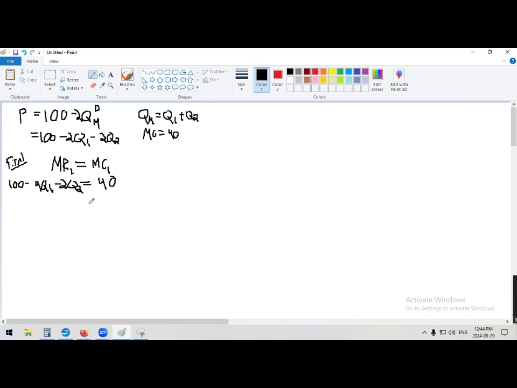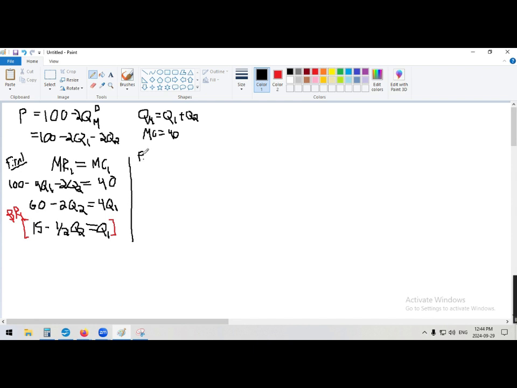So if you move it over, we'll have 4Q1 on the right. And then subtract the 40 from each side. We'll have 60 left over, and minus 2Q2. So if we divide each side by 4, we get 15 minus a half Q2 is equal to Q1. And that there is going to be the best response for firm 1.